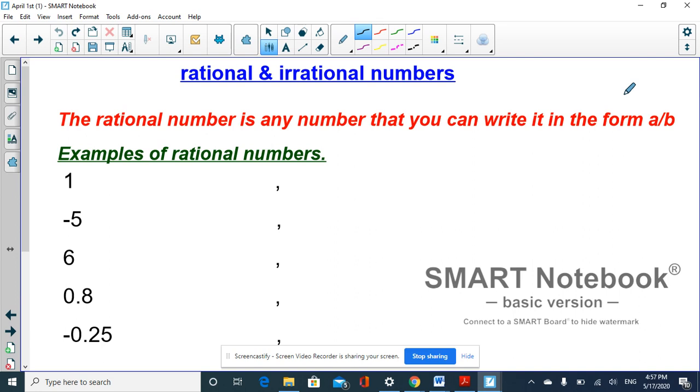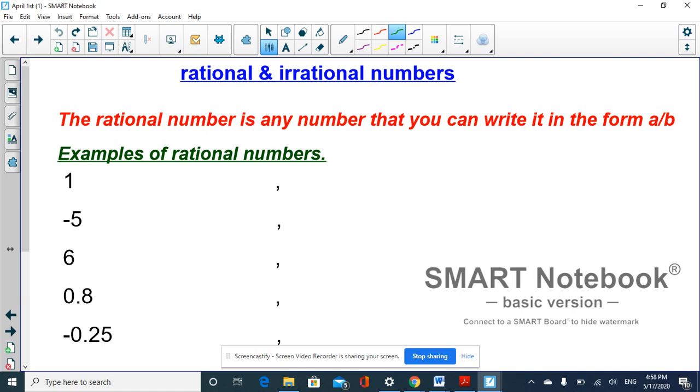A rational number is any number that you can write in the form of a over b. That means you can put this number in the form of a fraction, like 2 over 3. This is a rational number because we can put it as a fraction, in the form of a over b. All the numbers that you studied before are rational numbers. 1 is a rational number. Let's see these examples, okay? And we'll take more examples of rational numbers.